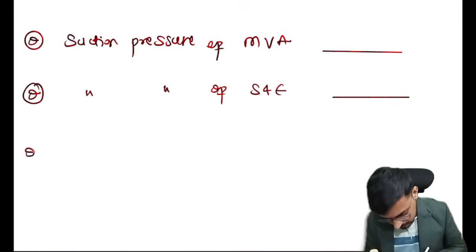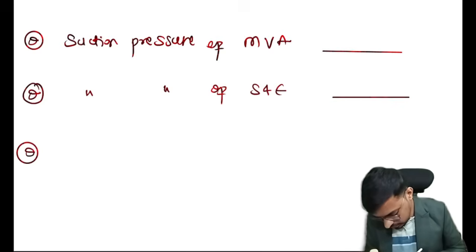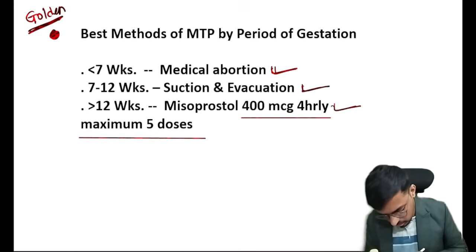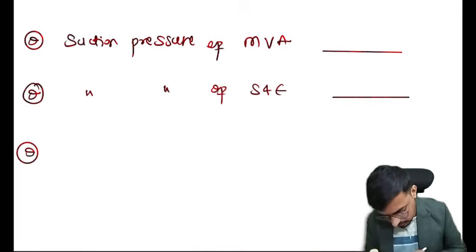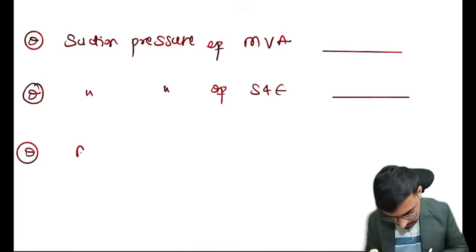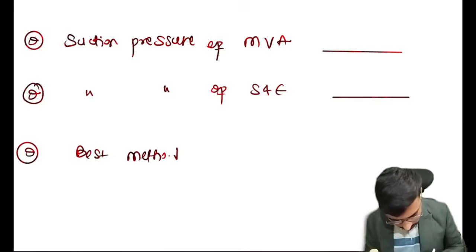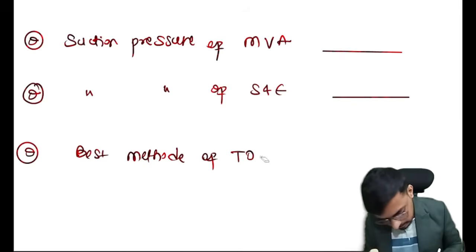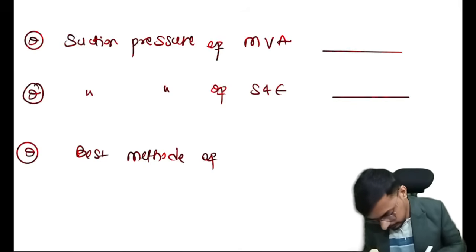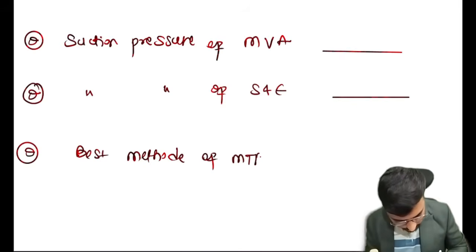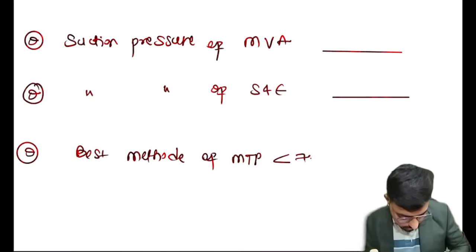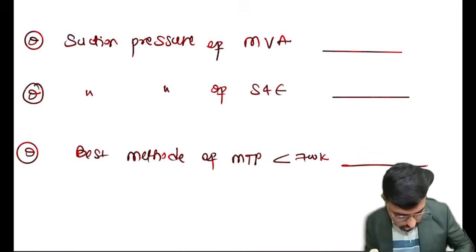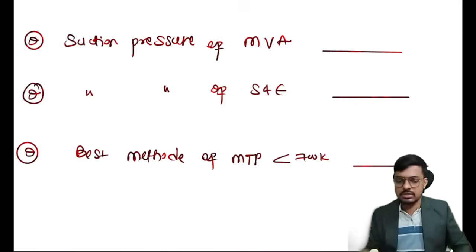And the third question is this one. Which one is the best if the gestation is less than 7 weeks? What is the best method of termination of pregnancy, or we can say the best method of medical termination of pregnancy, in less than 7 weeks? So just do mention your answer in the comment box.